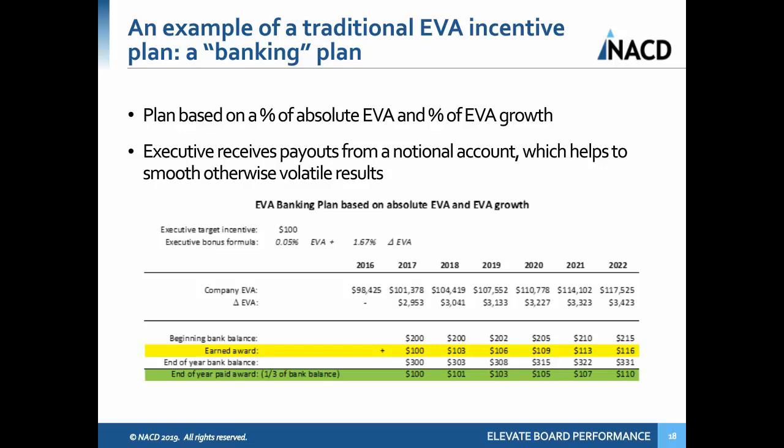In this example, what we have is a plan that's based on a % of absolute EVA and a % of EVA growth in a given year. And an executive receives a payout based on that change in EVA and the amount of EVA that a company is generating. But it's important to note here that EVA on a year-by-year basis is actually a pretty volatile measure.